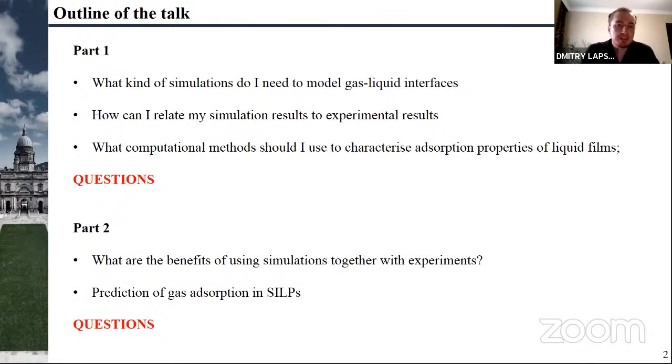I will consider different methods and theories, and I will compare them, and I will try to find the best one that provides quantitative characterization of gas adsorption in thin films of liquids. And then in the second part of my talk, I will talk about the benefits of using simulations together with experiments, and how using both computational and experimental methods we can predict gas adsorption in liquids.